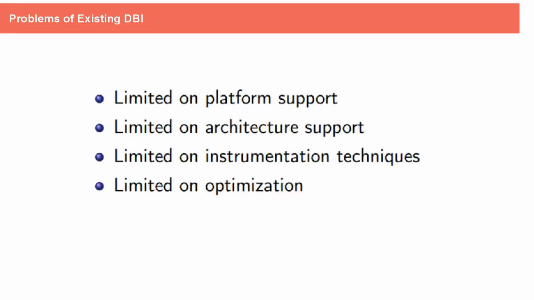For example, Valgrind doesn't work on Windows. Pin and DynamoRIO do not work well on Mac, for example. The second issue is that they are limited on architectures supported, right? Pin doesn't work on anything but Intel CPUs. Same thing for DynamoRIO. But for our research, we want DBIs that work on embedded systems, which can be ARM, ARM64, MIPS, or PowerPC. And of course, we want to support Intel as well.